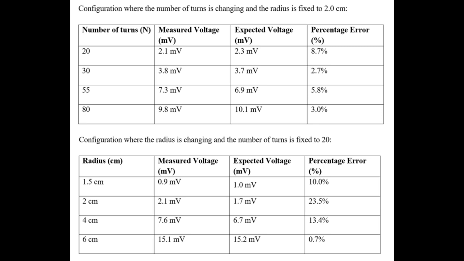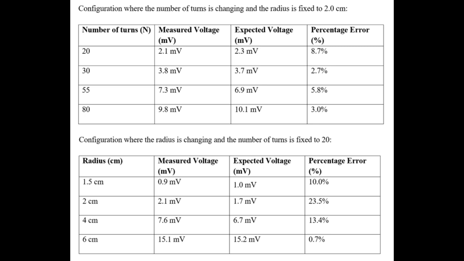The reason for these errors might be measurement inaccuracies with the tools and misalignments in the magnet's positions during the trials. Parallax errors might have also occurred while measuring the radii and in the coiling process, since counting the number of turns was pretty hard.